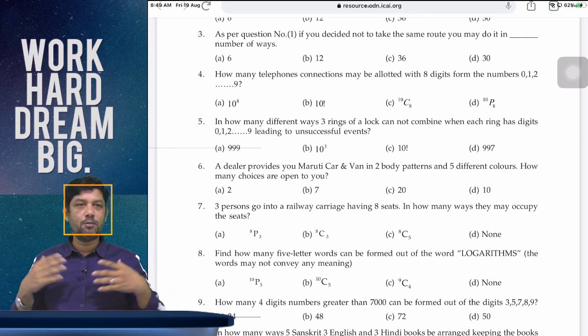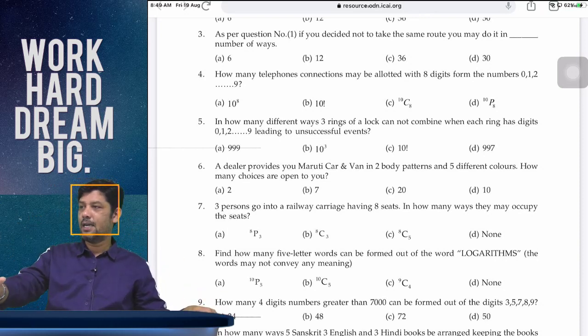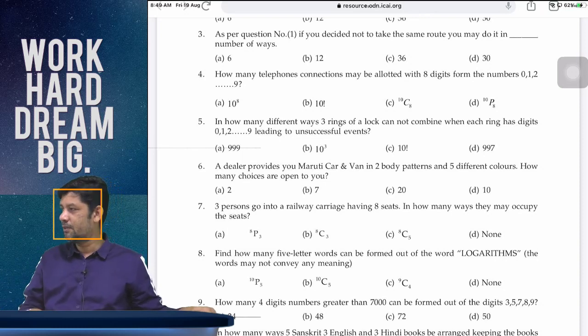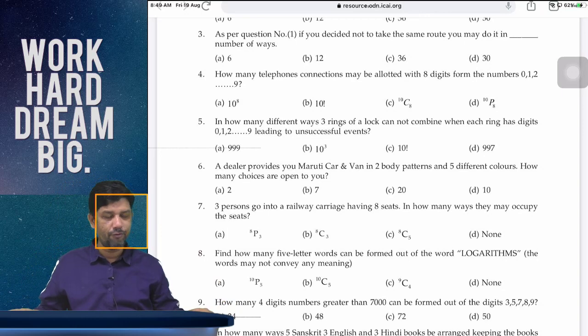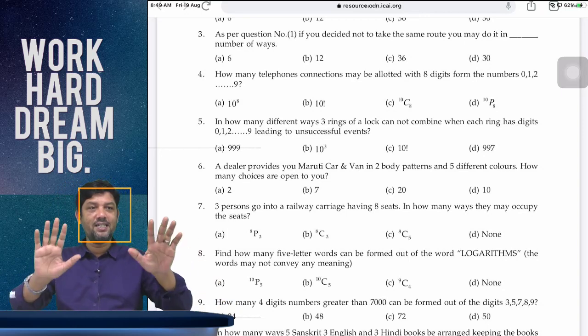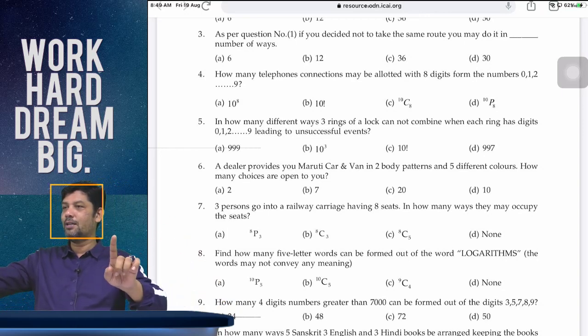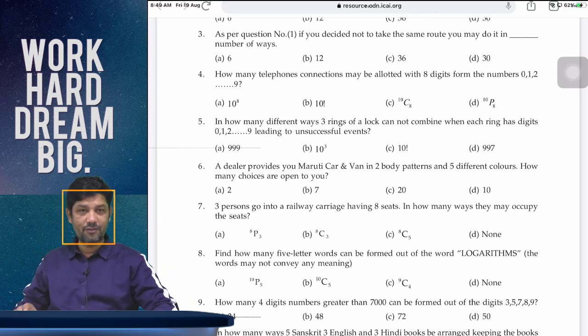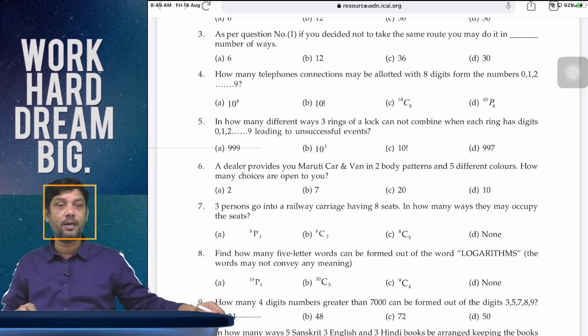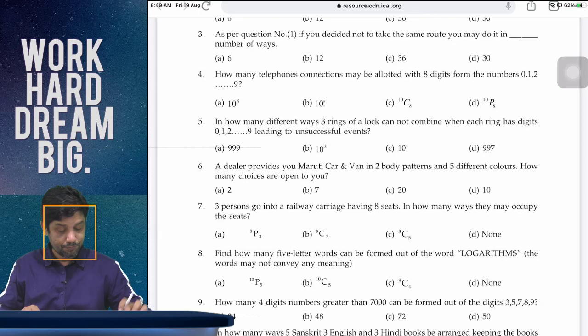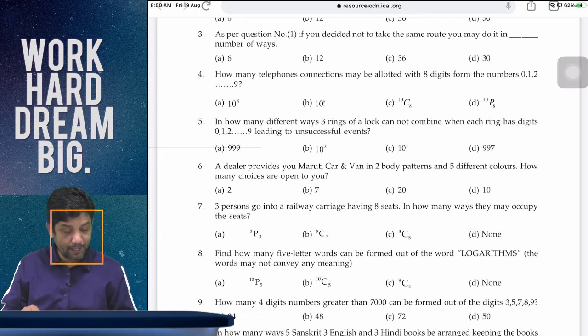I am just going to the Maruti showroom. I can buy a car or I can buy a van. How many options are available? 2 options are available. So anything I can buy. Fine. First I decide whether I have to buy car or van. Is that right, my dear? Next, in 2 body patterns and 5 different colors.